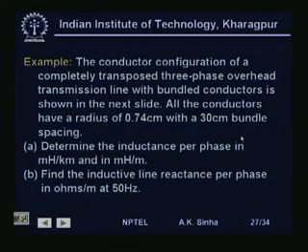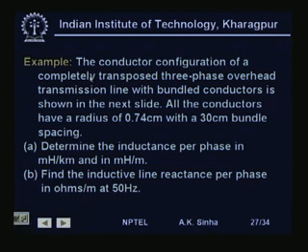Now let us take an example for finding out the inductance of a 3-phase transmission system. The example that we are taking is for the conductor configuration of a completely transposed 3-phase overhead transmission line with bundle conductor is shown. All the conductors have a radius of 0.74 centimeter with a 30 centimeter bundle space.